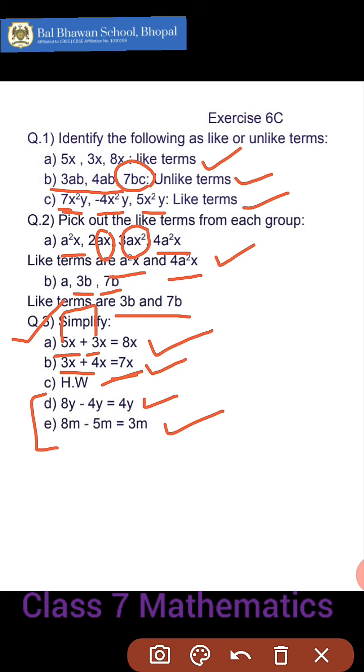Now as you have understood like terms, unlike terms and the addition and subtraction, I request you to complete question number 1, 2 and 3 in your fair copies.